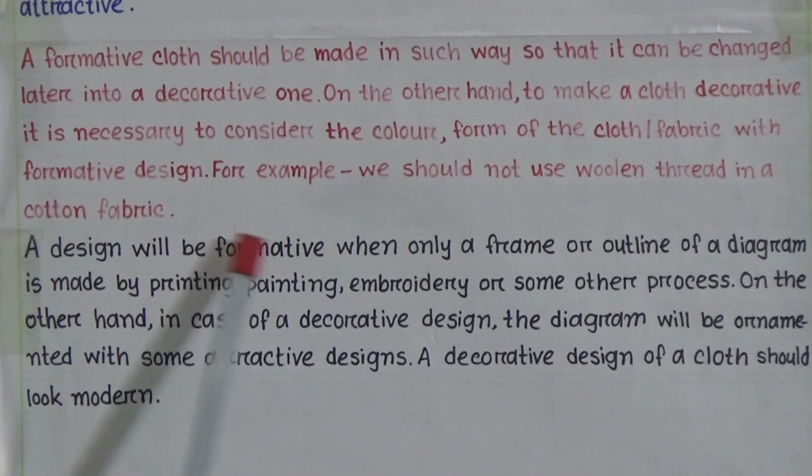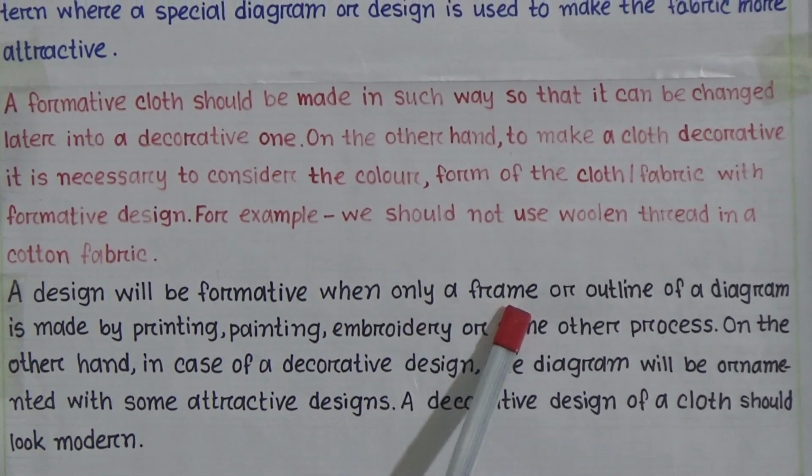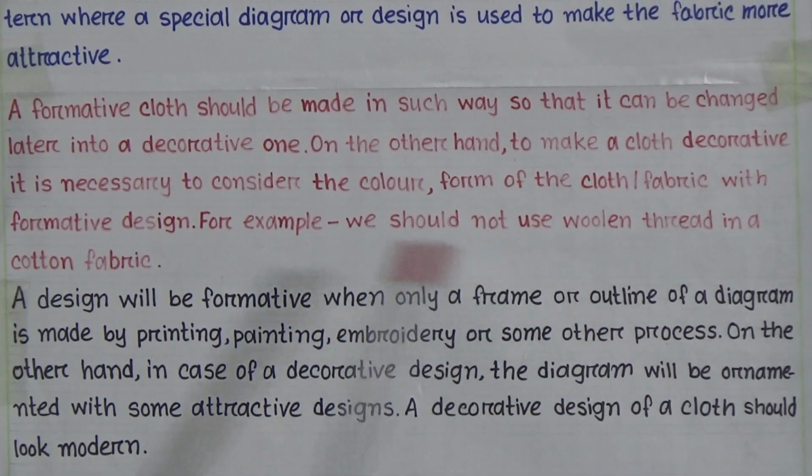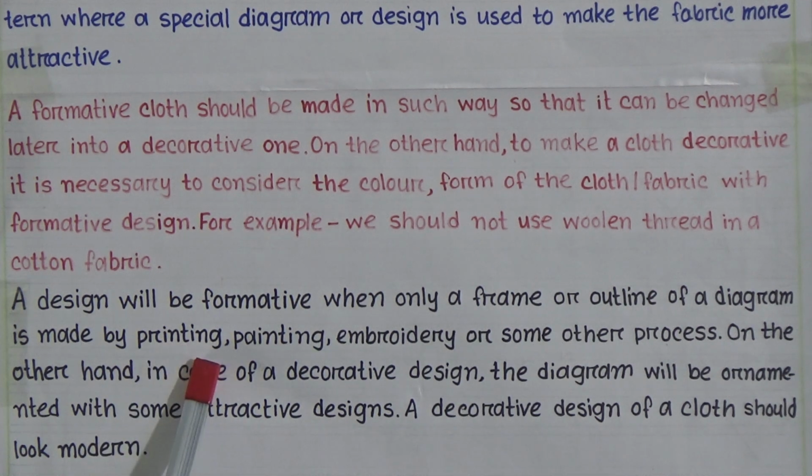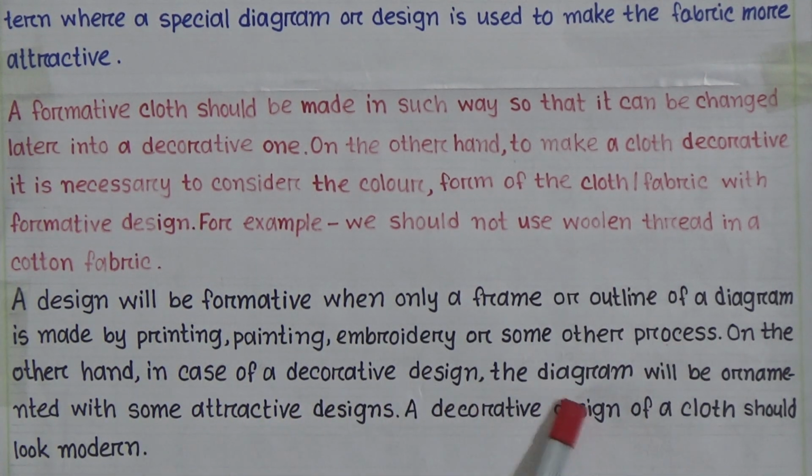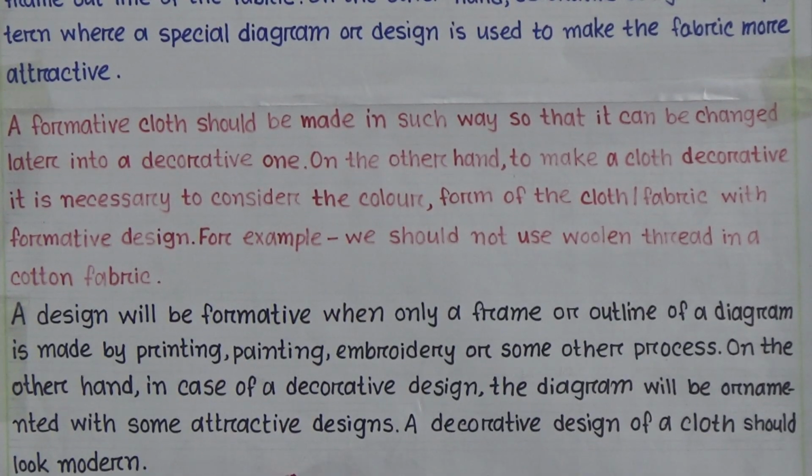A design will be formative when only a frame or outline of a diagram is made by printing, painting, embroidery, or some other process. On the other hand, in case of a decorative design, the diagram will be ornamented with some attractive designs. A decorative design of a cloth should look modern. So this is the answer to question D.